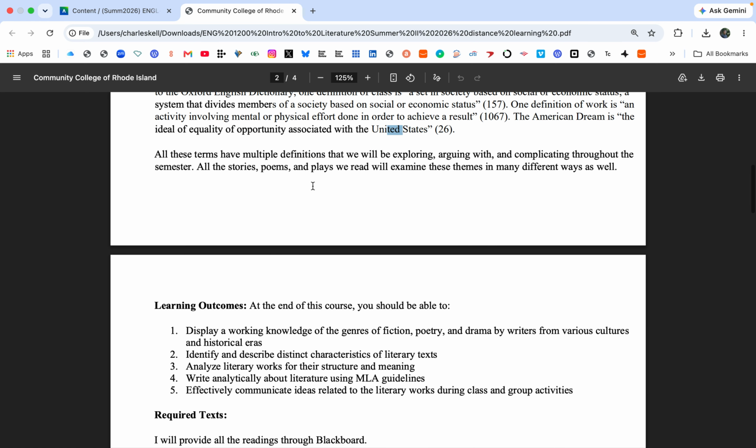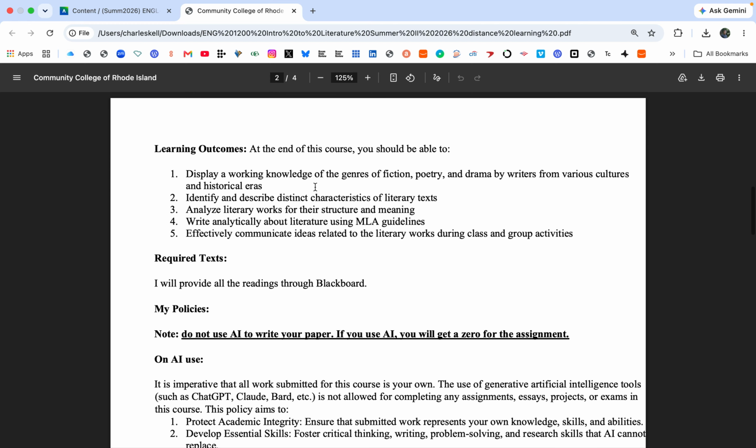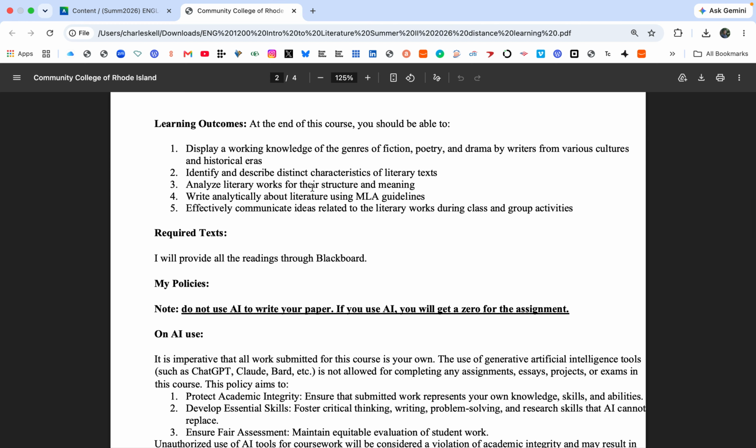So that's what we'll be looking at. Learning outcomes. At the end of this course, you should be able to, and if we don't meet these, I will have failed you miserably. Display a working knowledge of the genres of fiction, poetry, and drama by writers from various cultures and historical areas.